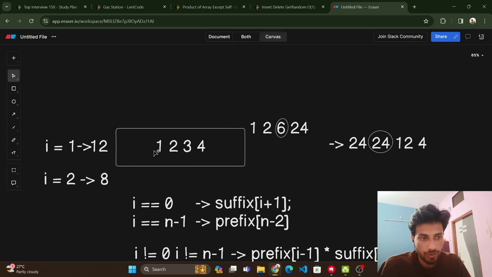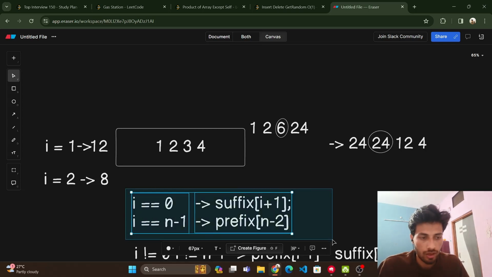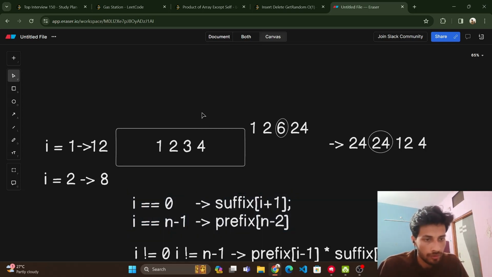So first we insert 1, then 1 into 2, that is 2, 1 into 2 into 3, that is 6, and 1 into 2 into 3 into 4, that is 24. Now for suffix we are going to insert from right to left. You can do it from left to right, but then the answer could change, so you have to change the if-else condition that we are going to use. For 1 2 3 4, the suffix array would be: 4 first, then 4 into 3, 12, then 4 into 3 into 2, that is 24, and then 4 into 3 into 2 into 1.